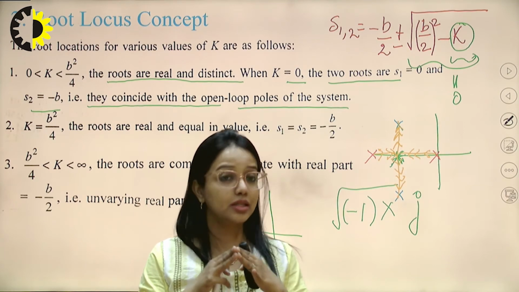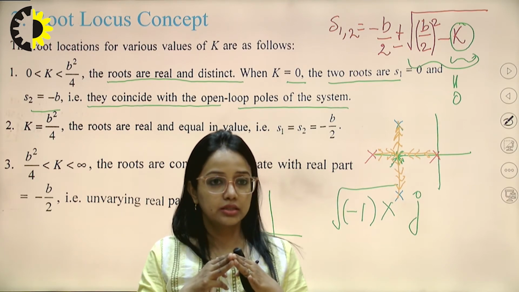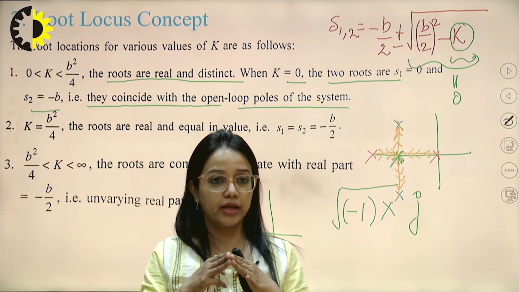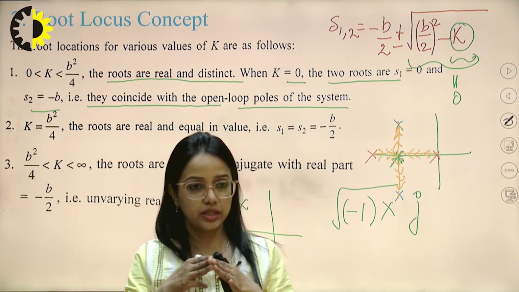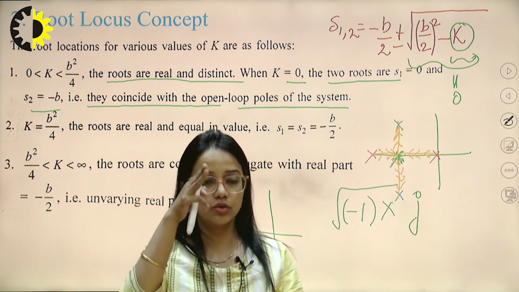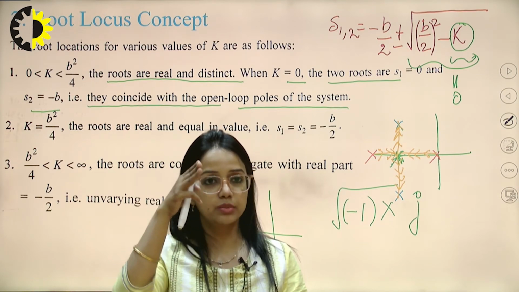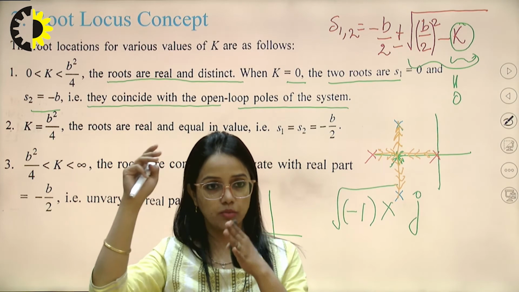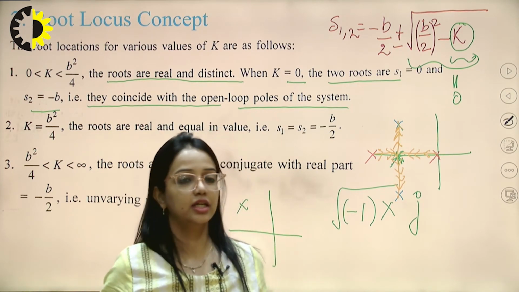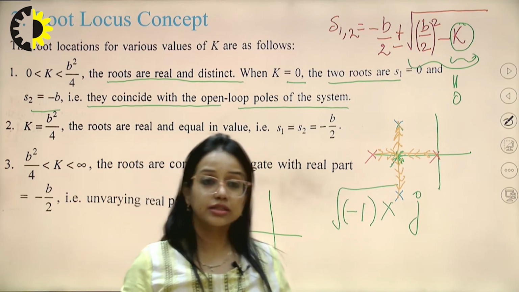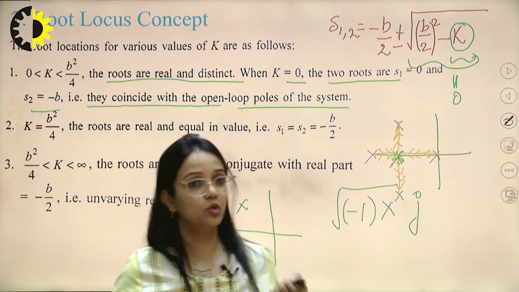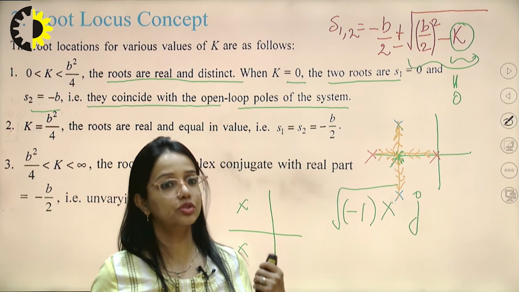The moment it exceeds b by 4, the roots will split and they will come into the conjugate positions and they will split like this. So at infinite, this branch will go till infinite, and the bottom branch will also go till infinite. So this is how the roots are moving. And since the roots are moving and we are drawing the loci out of that, we call it root locus.